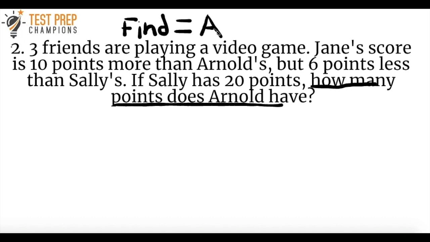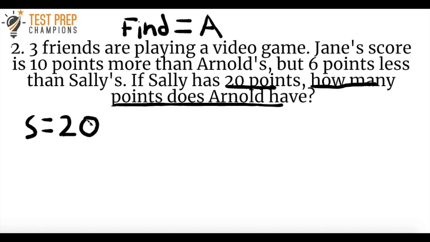So now we can use the keywords in this question to help us set up an equation, because the given information is very straightforward here, right? We're not given Jane's score directly. We're told that her score is 10 points more than Arnold's and 6 less than Sally's. So the only value that we're given directly is Sally's score, which is 20 points. So let me just write an S here for Sally. So Sally has 20 points. So S equals 20. That's the only number that we know for sure here.